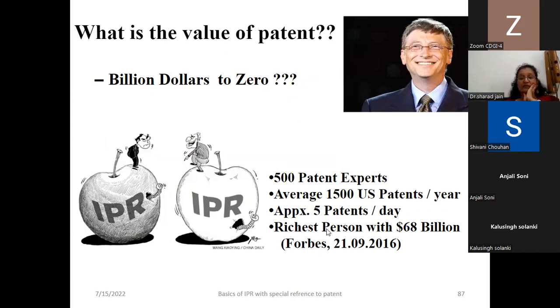500 patents are with the Bill Gates company. Bill Gates, you see, the richest person, is giving a lot of donations to their foundation and doing social work because they have a lot of money, and that is because of the novelty in their business and their product, which they have patented. They have a monopoly in their product because of the patents. They have 500 patents with them.